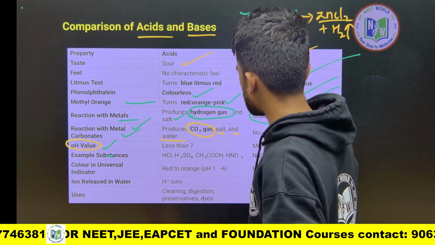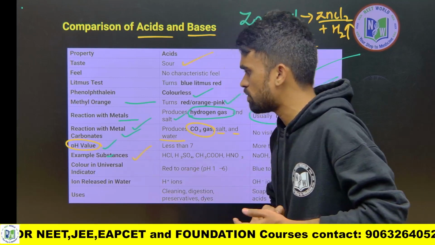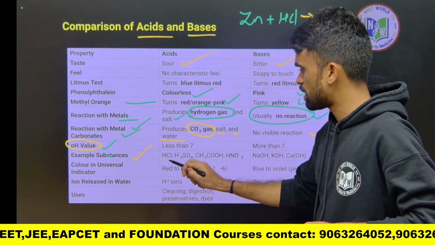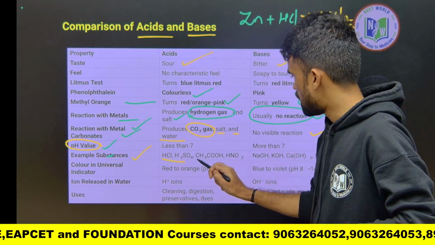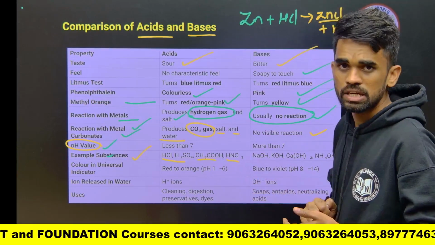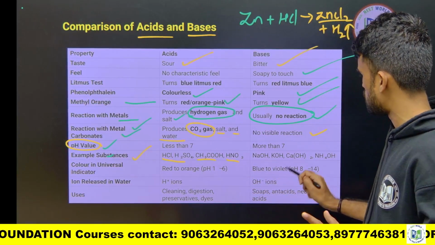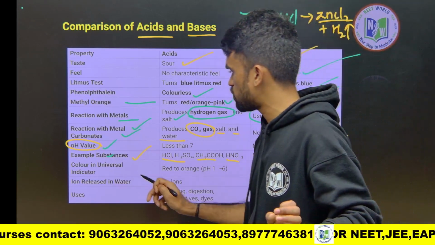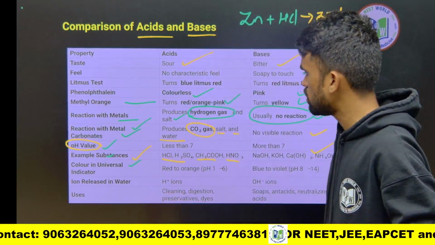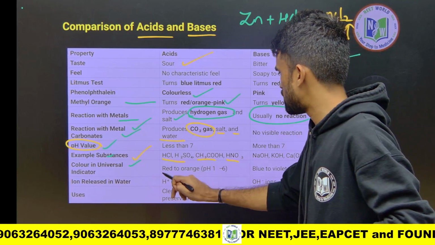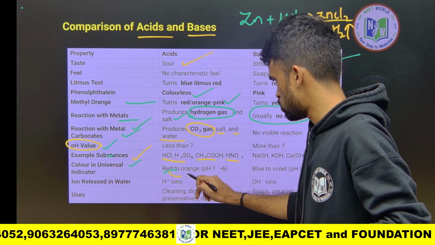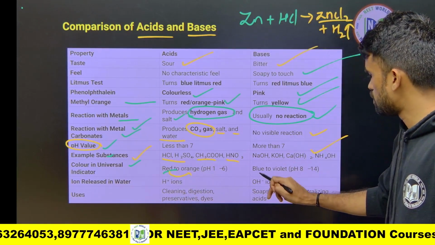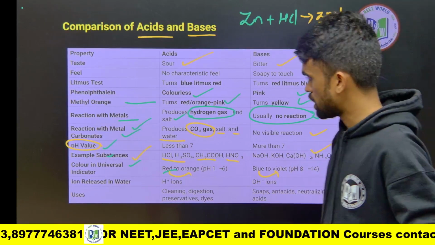Next, what are the examples of acids? We have sulfuric acid, hydrochloric acid, acetic acid, and HNO3, nitric acid. These are the examples. NaOH, KOH, and Ca(OH)2 are examples of bases. Color in universal indicator: acids turn it from red to orange, and here bases turn it from blue to violet. You can remember that.